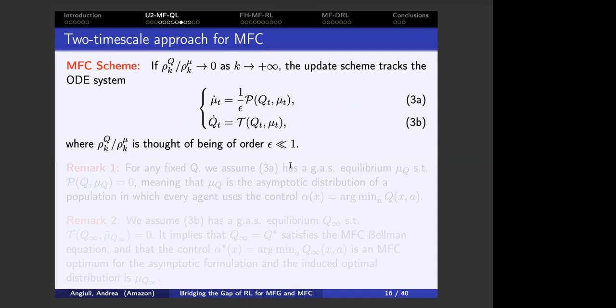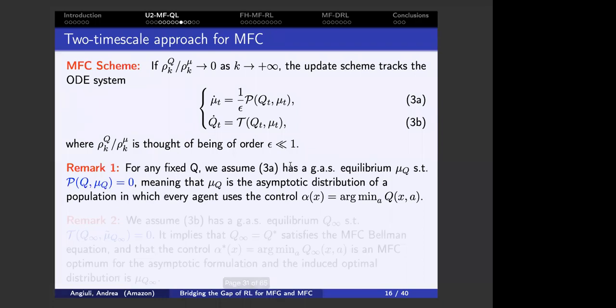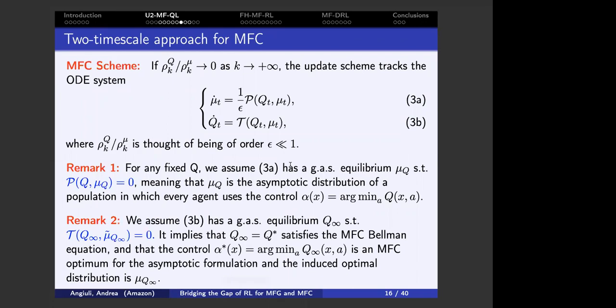Now the situation changes if we reverse the ratio and we consider rho q over rho mu going to 0 as k goes to infinity. Well, now the system is different from the one that we had before. In particular, what we are assuming here is that for each fixed q, we have a solution of the first equation, which means that mu q is the asymptotic distribution of the population that is behaving following the control function derived from q. And also the second equation has a GAS equilibrium q infinity, such that the operator is equal to 0 at the pair q infinity, mu tilde q infinity, which means that q infinity satisfies the mean field control Bellman equation that we introduced before.